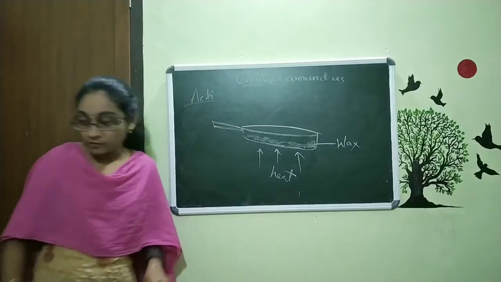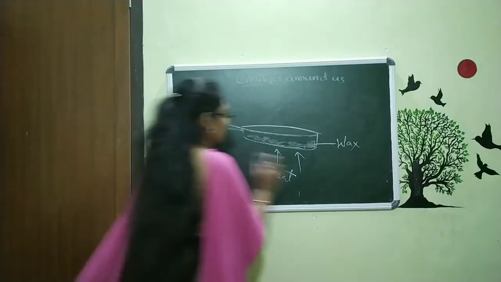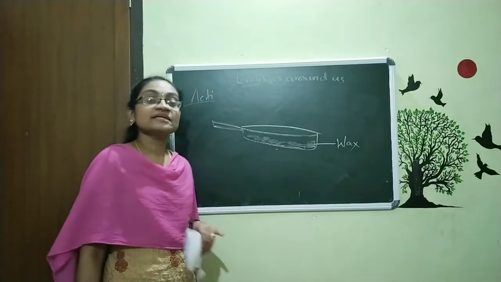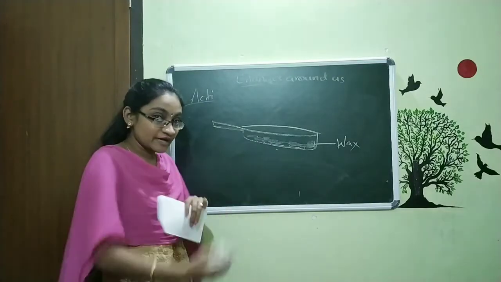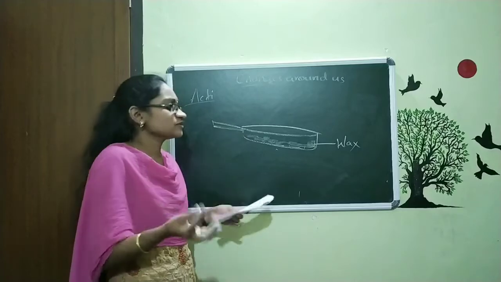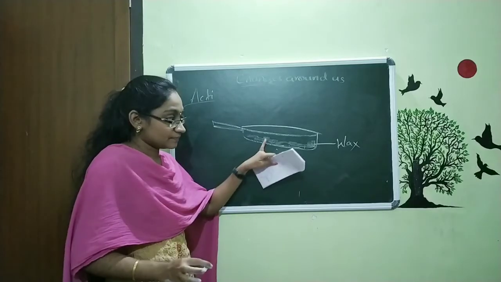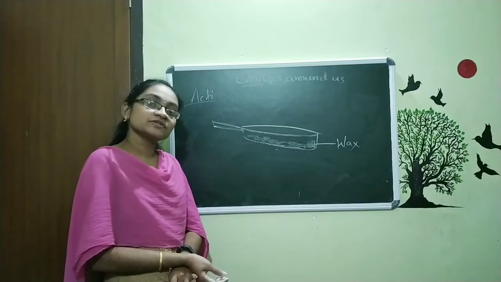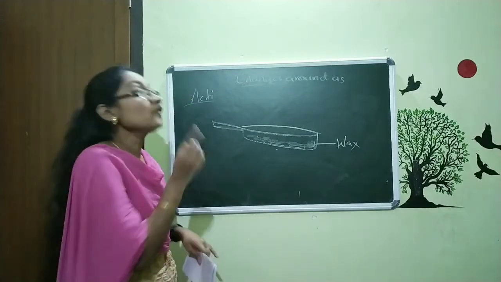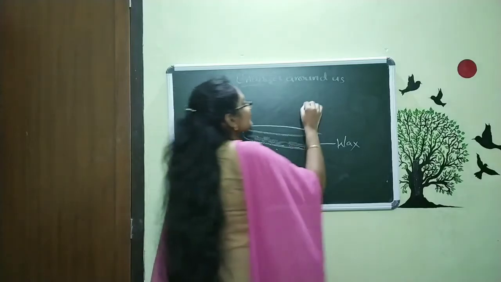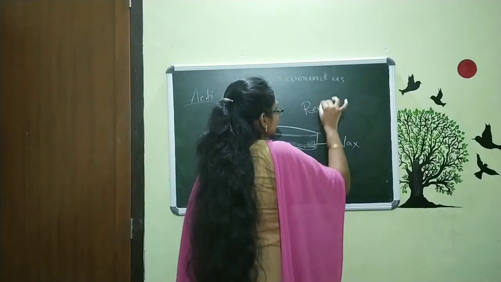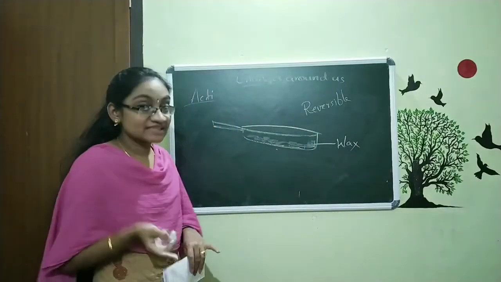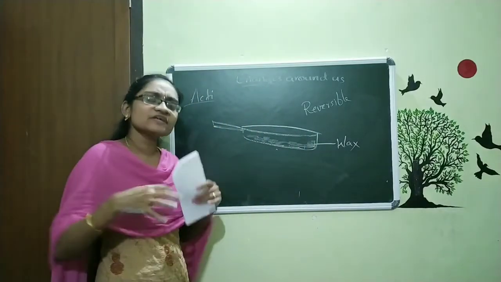Now I am removing the heat from the bottom, and now what happens? This wax is getting solidified again. That means it will get back to the solid state after the melting. So, is it possible to reverse? Yes. For the wax, we can say this is a reversible change. The melting of wax is a type of reversible change.